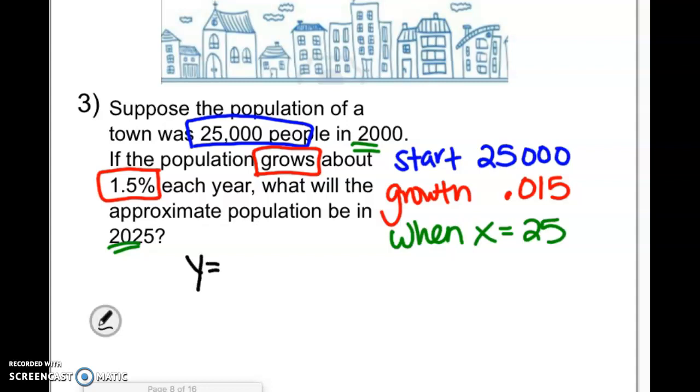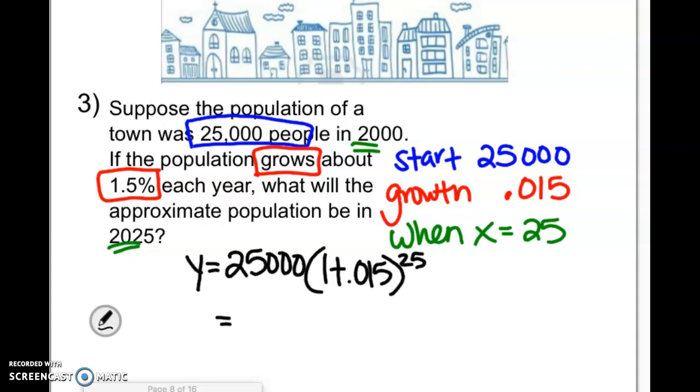So let's start with our equation. The starting calculation, it is growing 0.015 to the power of x. And in fact, in this case, we can just plug in 25 and get our output right away.